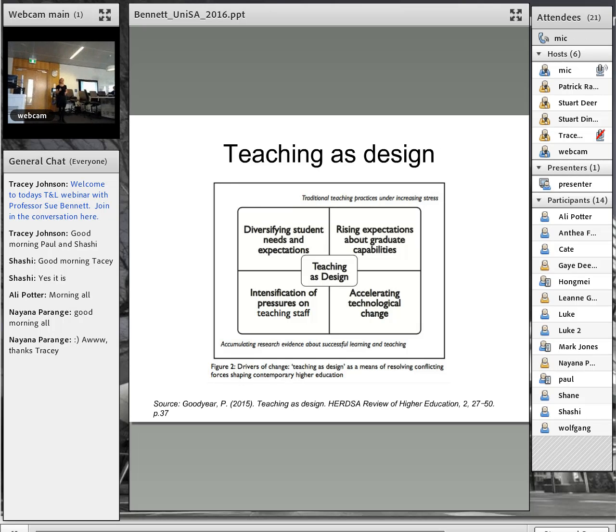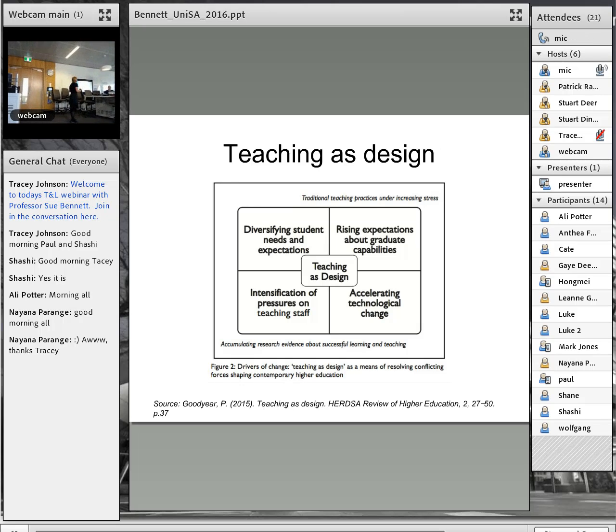Okay, so what I've done here is borrowed a diagram from one of Peter Goodyear's papers. I don't know if you're familiar with this, but if you haven't read it, it's worth reading. It's a review paper that Peter did for HERDSA. And in it, I think this diagram encapsulates some of the forces at play in contemporary higher education.